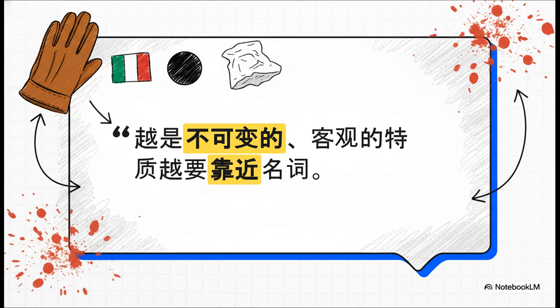Think about it. A glove's material, leather, is more permanent than its origin, Italian. Its origin is more fixed than its color, black. And its color is more lasting than its temporary condition, bloody. That's the secret. Objective qualities hug the noun. Subjective, temporary ones stay farther away.